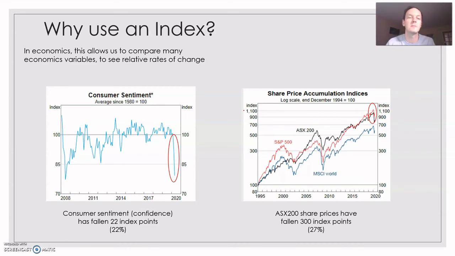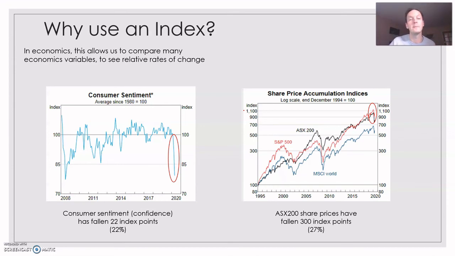So you'll see consumer sentiment on the left-hand side here. That's what we generally call consumer confidence. That's measured through a survey. And then on the right-hand side, you've got the average share price of certain share portfolios. Now, the share portfolios are in dollars and the consumer sentiment is in survey responses. Those are two things you can't normally compare.